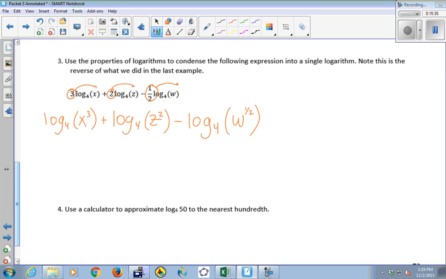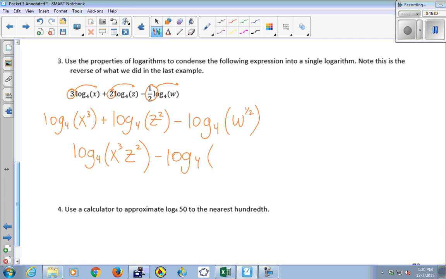All right, these first two logarithms are being added together. So if I was going to squish them back into one logarithm, how do I combine the x cubed and the z squared? Multiply. Very good. So I'm just going to combine these two, one rule at a time here. X cubed z squared minus log base 4.